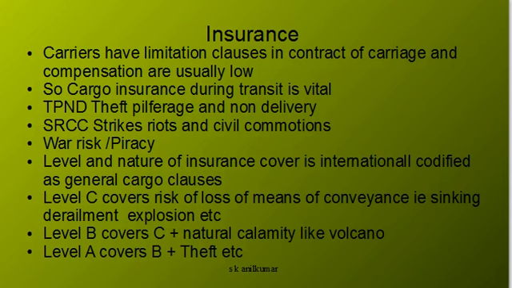The level and nature of the insurance cover is internationally codified as the general cargo clauses. Level C covers the risk of loss of the means of conveyance, that is, the ship sinks, the train gets derailed, or the aircraft explodes. Level B covers Level C plus natural calamities like a volcano, earthquake, or something causing damage to the vessel or to the goods. Level A covers Level B plus theft, etc., that is, damage to the physical goods. This is how the insurance cover works.